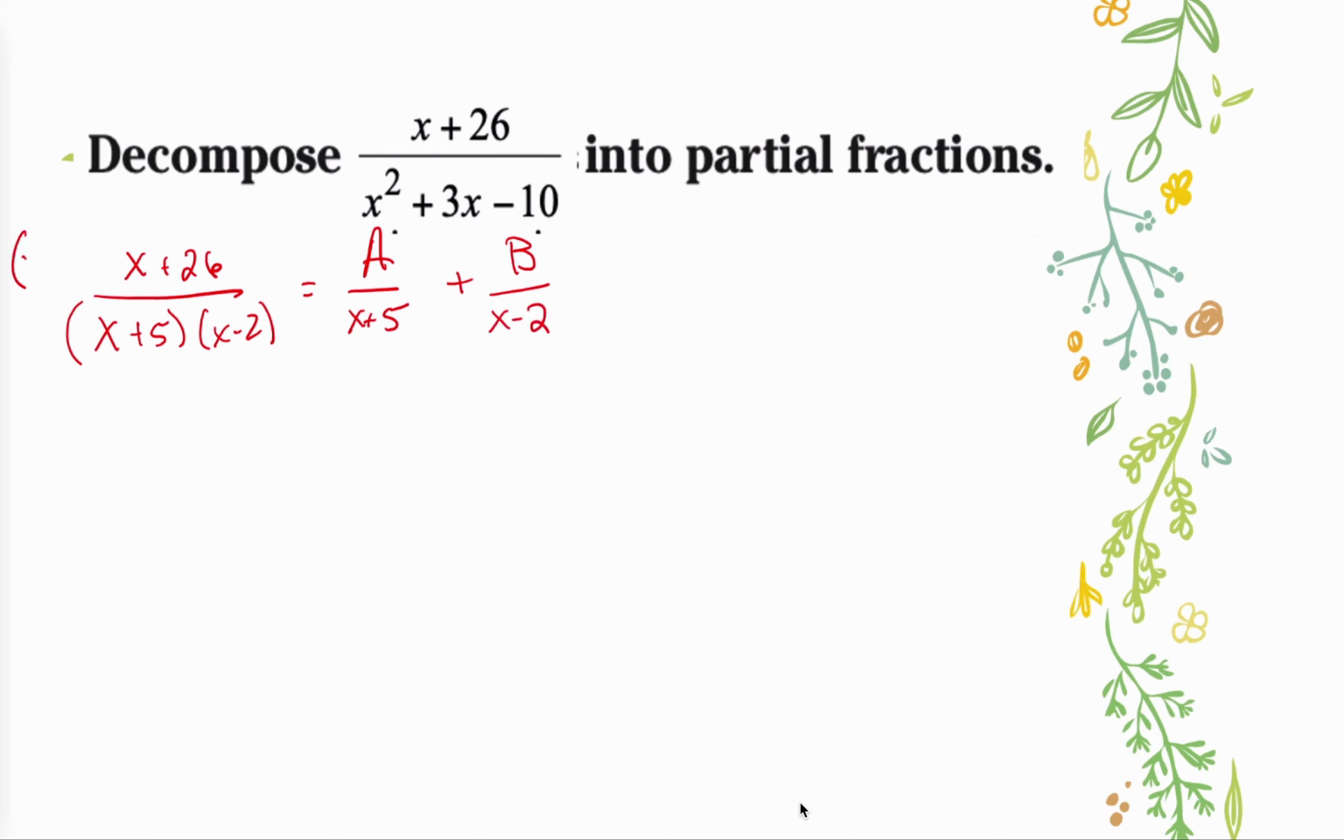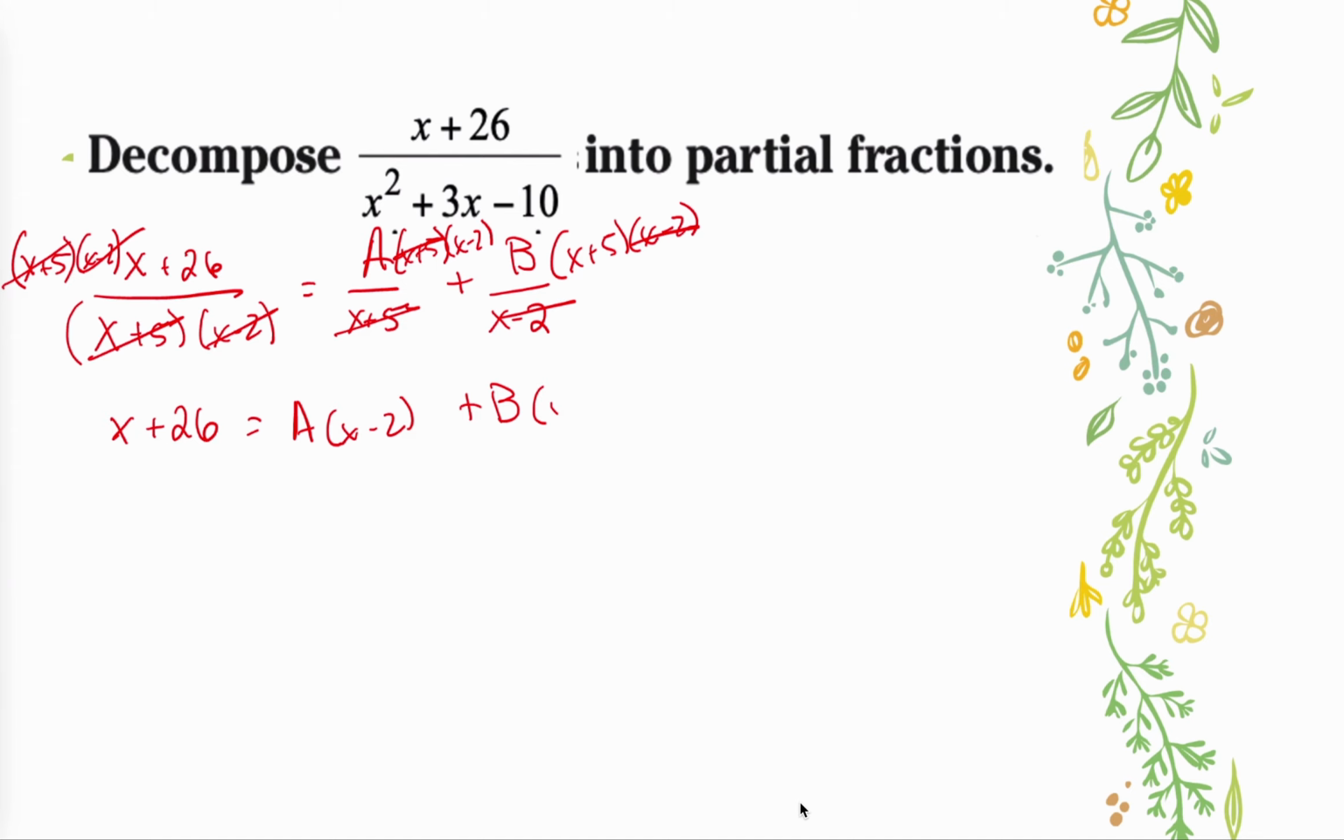And we multiply everything by (x + 5)(x - 2). Our x + 5s cancel there, and our x - 2s cancel there. This is going to be x + 26 = a(x - 2) + b(x + 5).